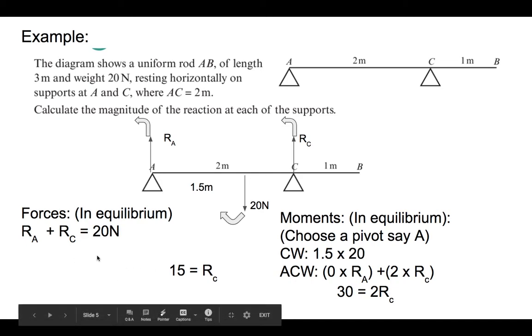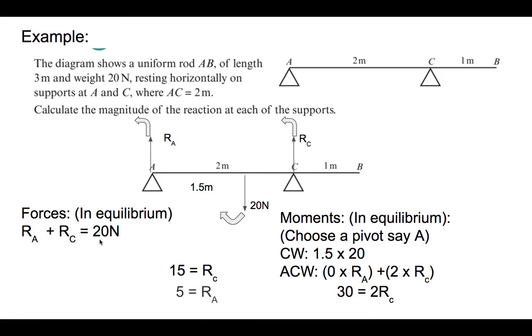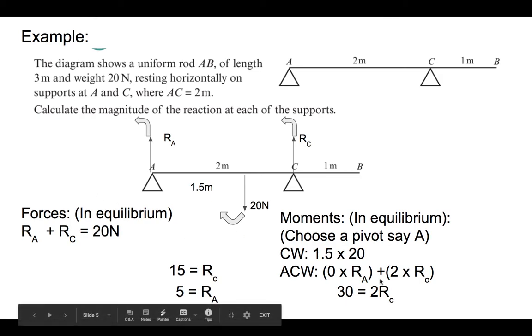And then going back to the equation to do with the forces, if RC is equal to 15, then RA would have to be equal to 5 because they add up to give me 20. Sometimes these might lead to 2 simultaneous equations that you then have to solve.